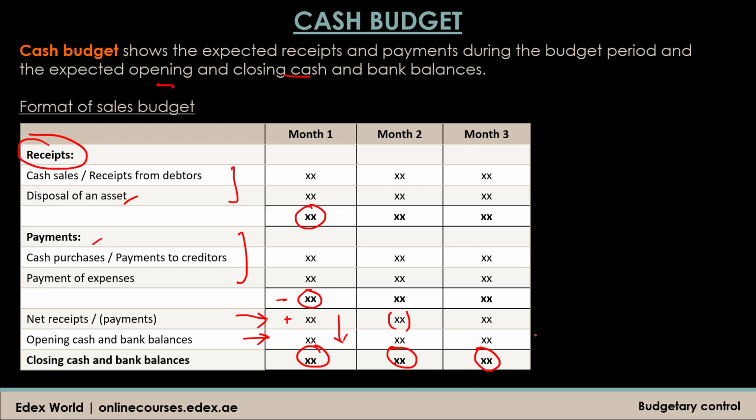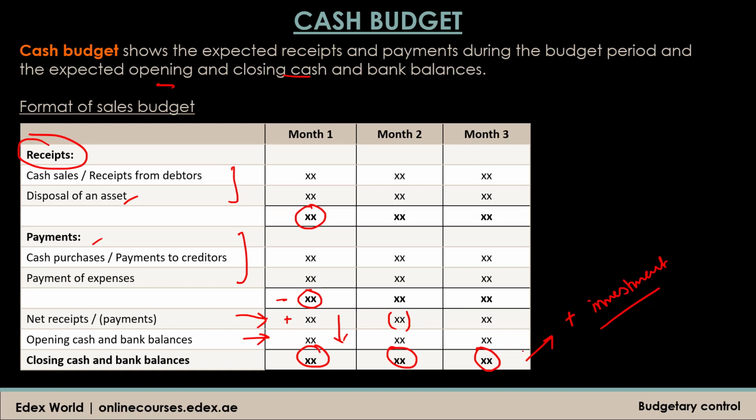Because if this figure is a positive amount, and if it's a very high positive amount, then it means the business is going to have a lot of surplus cash during the budget period. So what it can do is look for some temporary investments or some other way to use this cash more efficiently in the business.